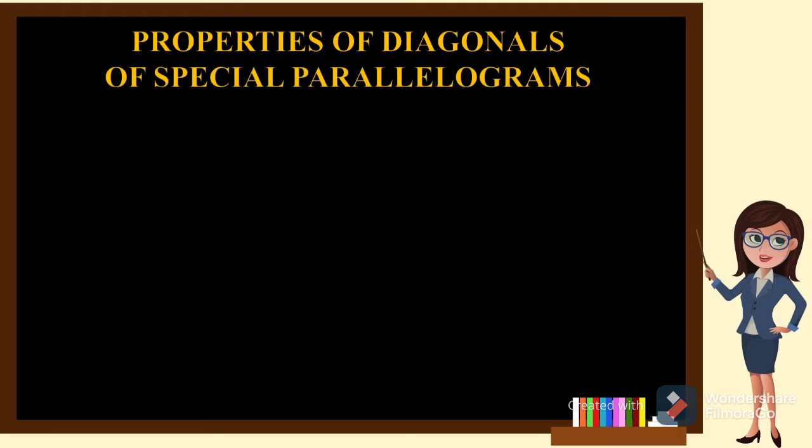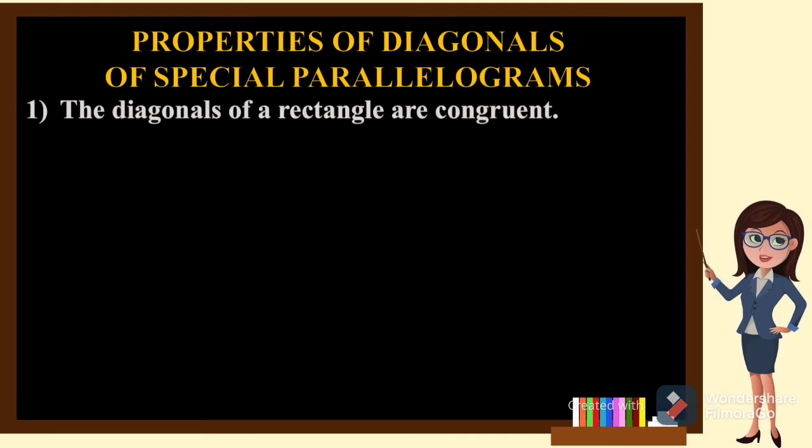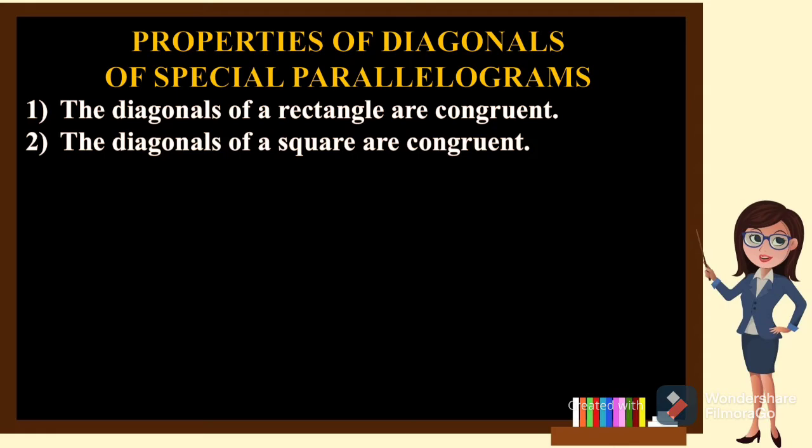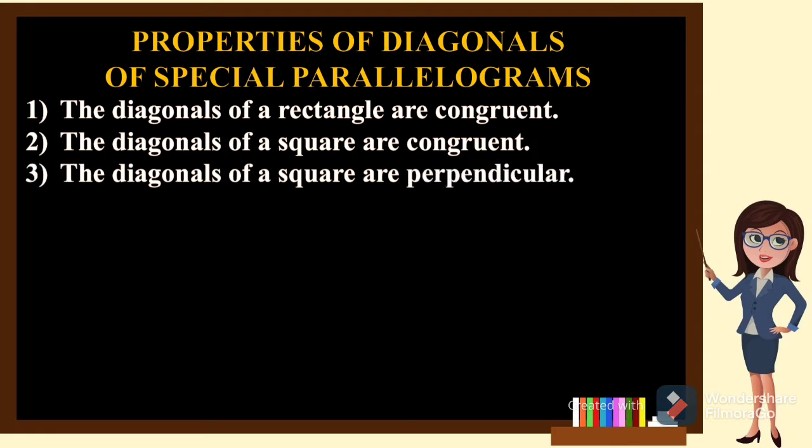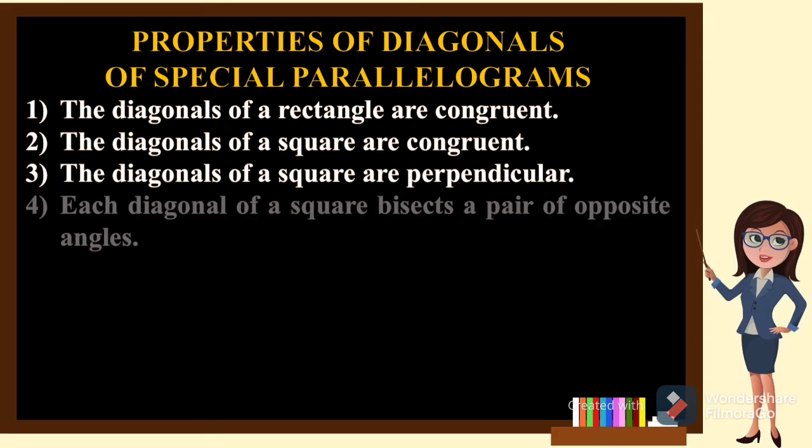Properties of diagonals of special parallelograms. 1. The diagonals of a rectangle are congruent. 2. The diagonals of a square are congruent. 3. The diagonals of a square are perpendicular. 4. Each diagonal of a square bisects a pair of opposite angles.